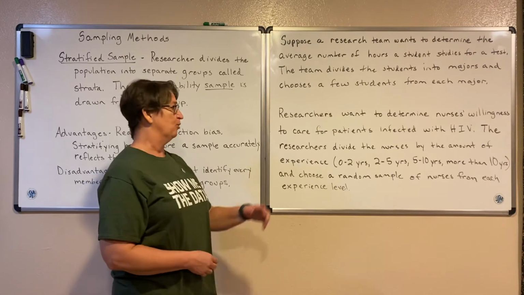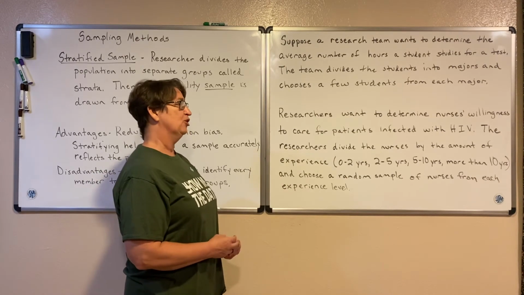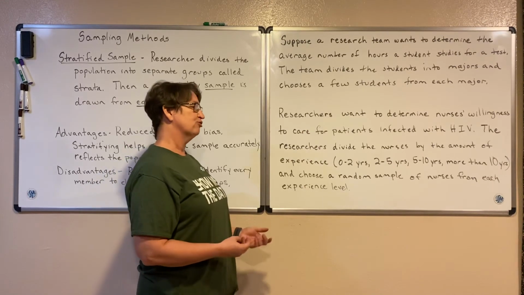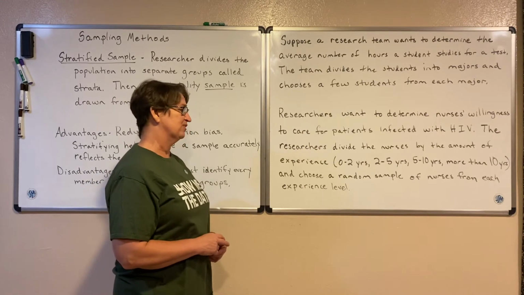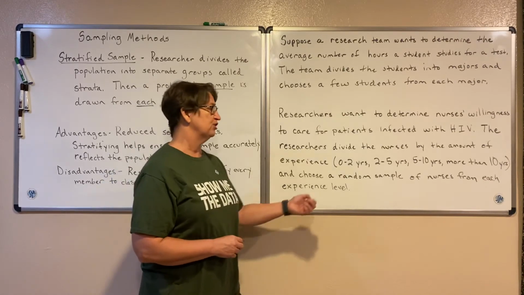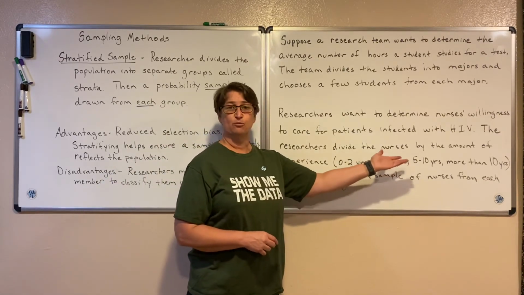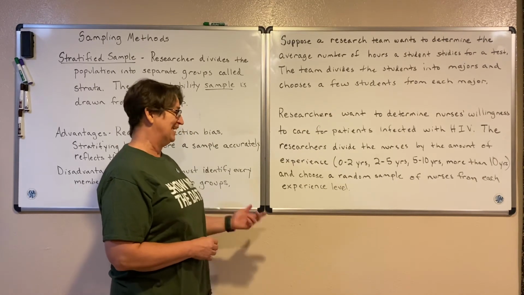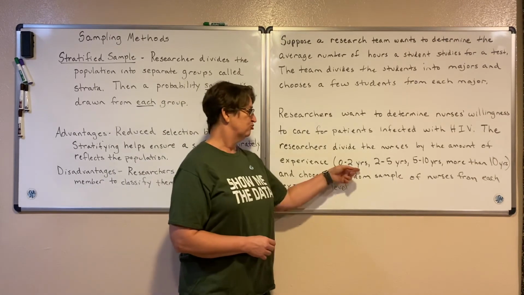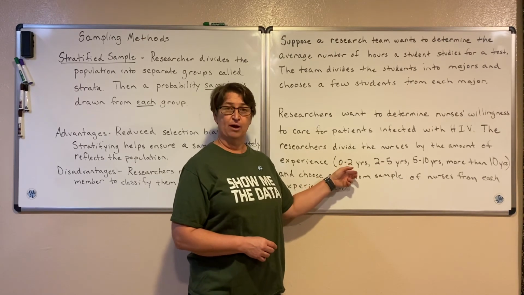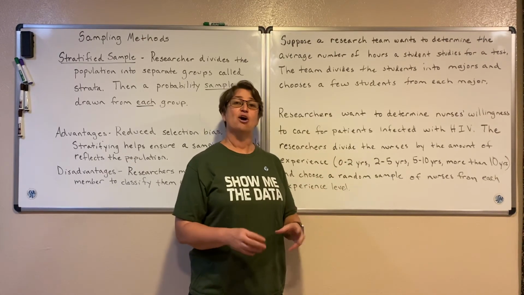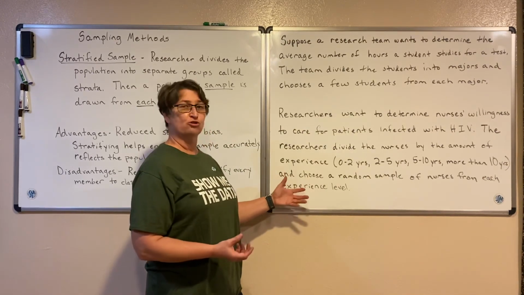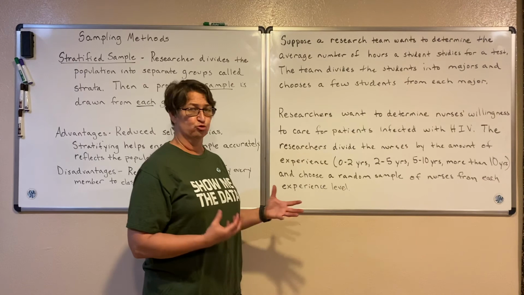Here's another example. Researchers want to determine nurses' willingness to care for patients infected with HIV. The researchers divide the nurses by the amount of experience, 0 to 2 years, 2 to 5 years, 5 to 10 years, more than 10 years, and choose a random sample of nurses from each experience level. So their experience level, or the number of years they've worked, are the strata, those are the groups, and they're choosing a few nurses from every one of those groups.